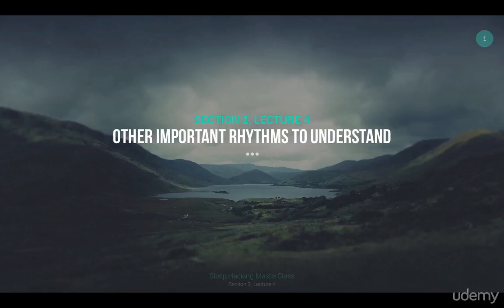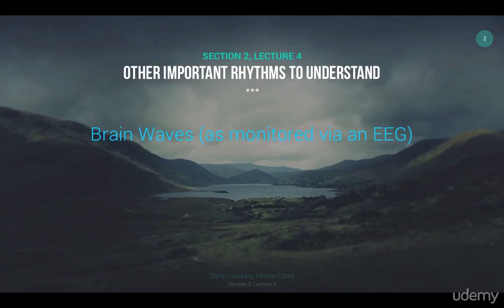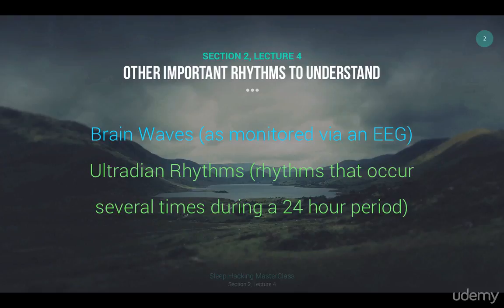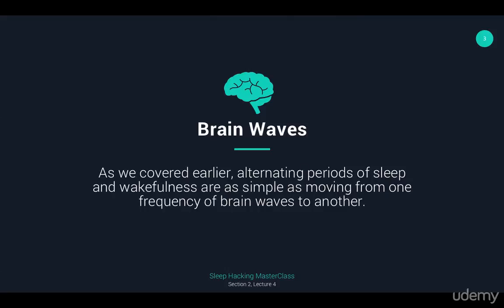The first one is called brain waves, and I'm going to show you a couple of graphs, as monitored by an electroencephalograph, an EEG, which monitors brain rhythms. The other one is called ultradian rhythms. These differ from circadian rhythms because they occur several times during a 24-hour period. All right, the first one, brain waves.